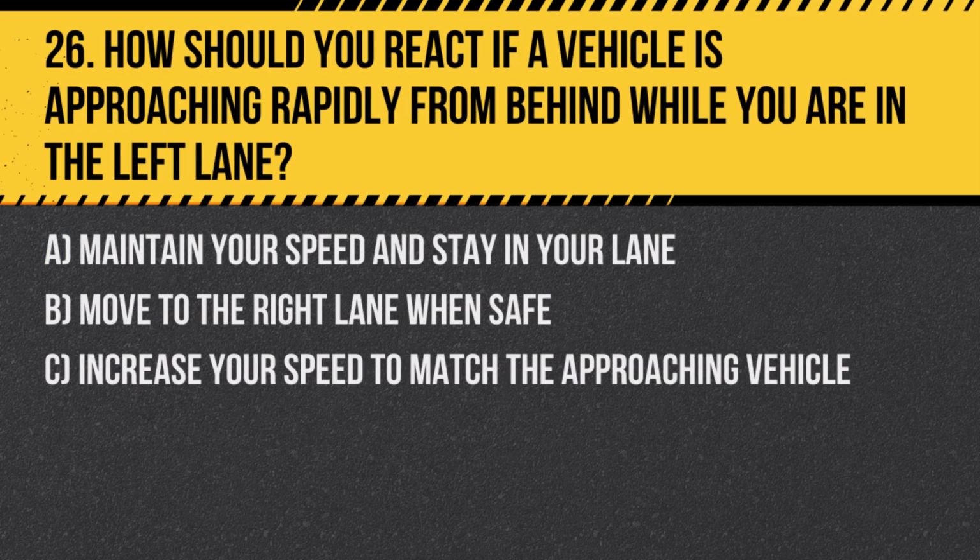Question 26. How should you react if a vehicle is approaching rapidly from behind while you are in the left lane? A. Maintain your speed and stay in your lane. B. Move to the right lane when safe. C. Increase your speed to match the approaching vehicle. Answer: B. Move to the right lane when safe. If a vehicle is approaching rapidly from behind and you are in the left lane, the safest action is to move to the right lane when it is safe to do so, allowing the faster vehicle to pass.